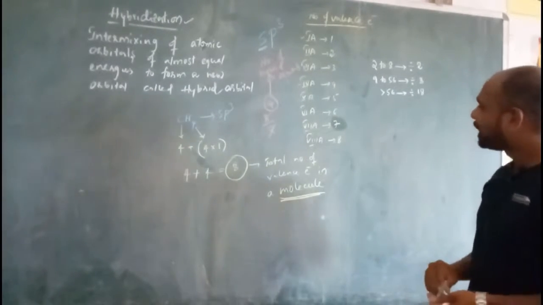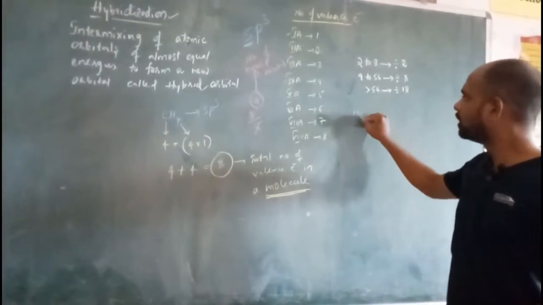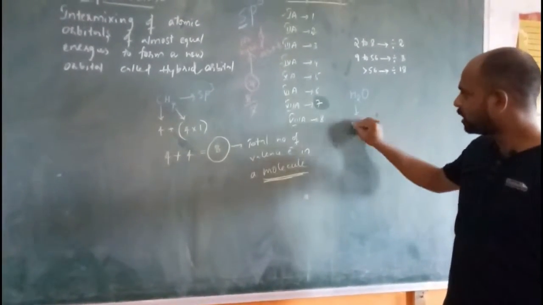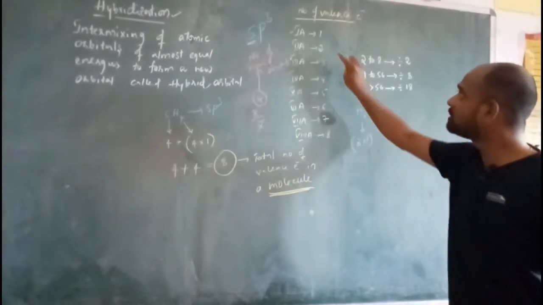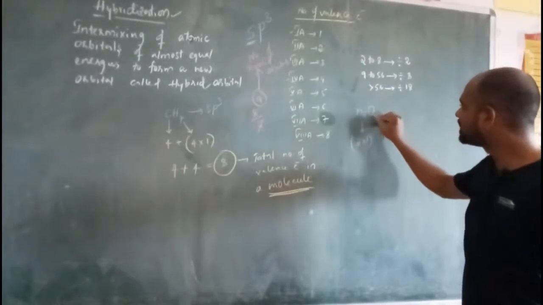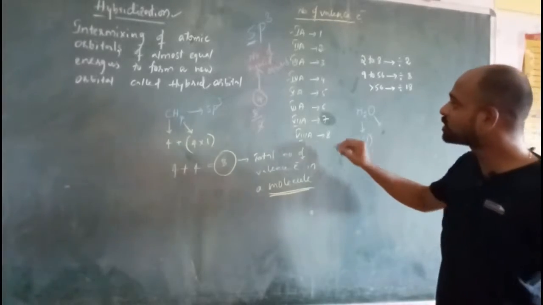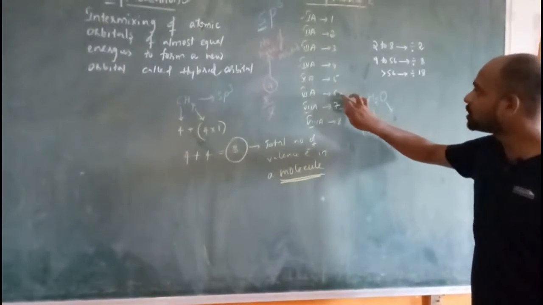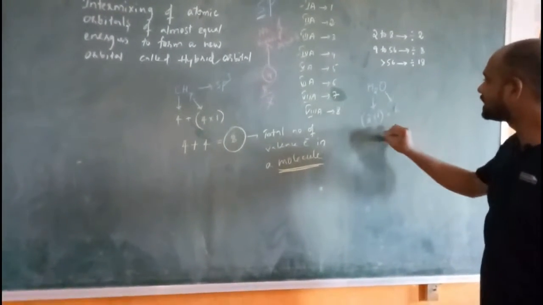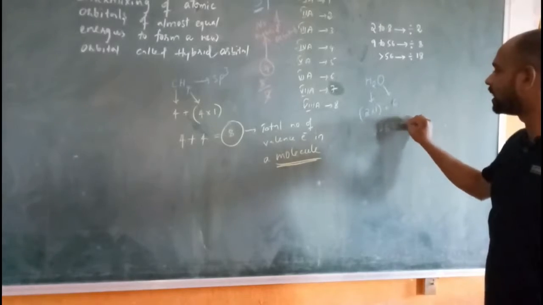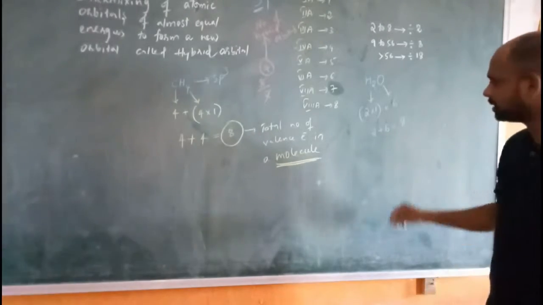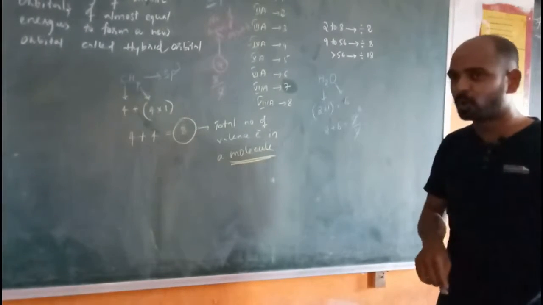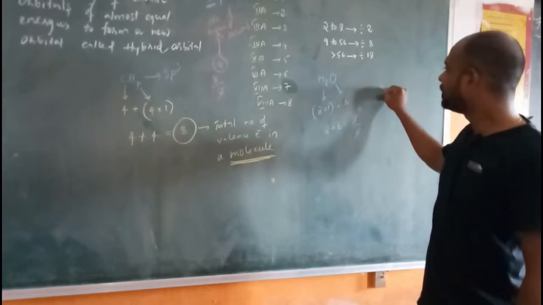Consider another example, water. Here we have 2 hydrogens, so 2 into 1, as hydrogen belongs to 1A group, and oxygen belongs to 6A group, so its outermost electrons are 6. So 2 into 1, 2 plus 6, the answer is 8. Again it is 8, so it comes to the first case. Divided by 2, we get 4, and 4 is sp3 here.